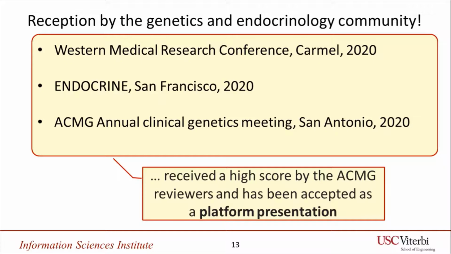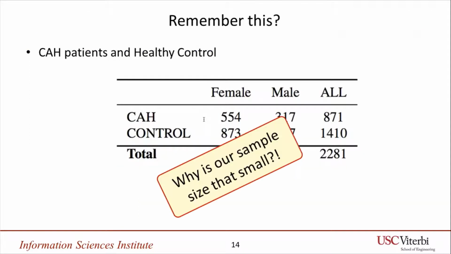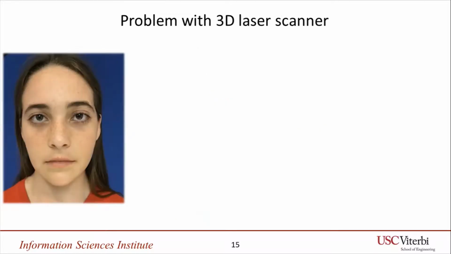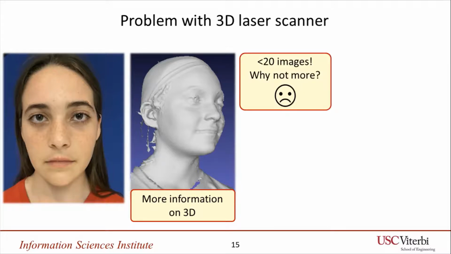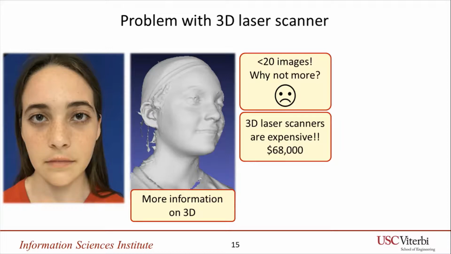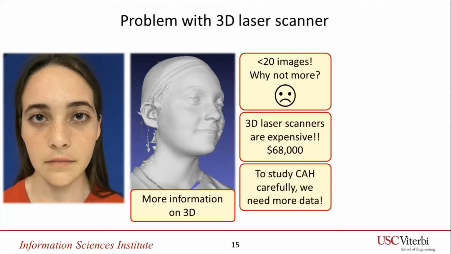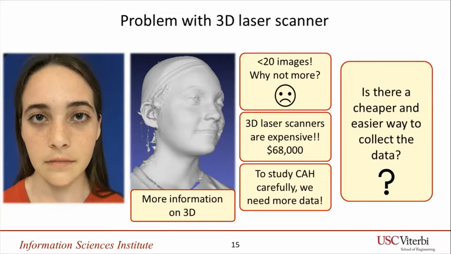And back to our data set, you might ask why our data set is small. The reason is that physicians bring kids to camera rooms located in plastic surgery clinics, where there are 3D laser scanners. These laser scanners are super expensive, $68,000, and of course, finding free spots available on those scanners is challenging. Now, the question is: is there a cheaper and easier way to collect the data?